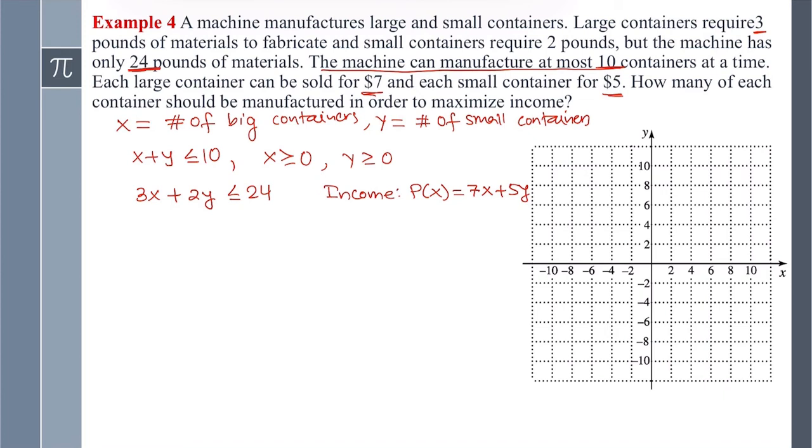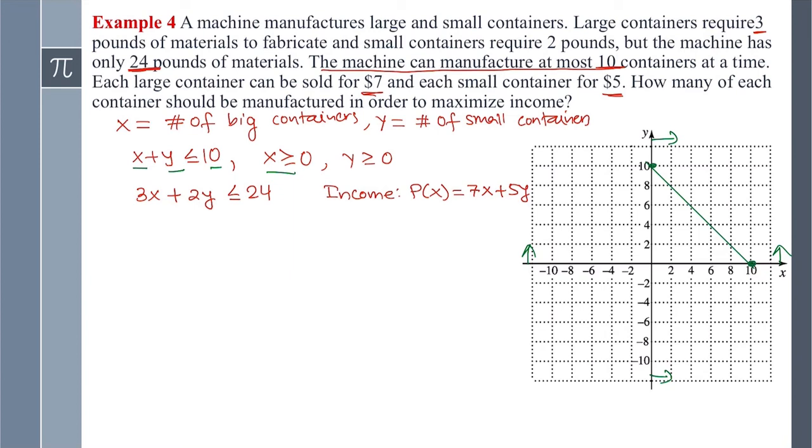For that, let's go ahead and graph these inequalities. Let's start with the first ones. We have x greater than 0, so it's to the right of the y-axis. y greater than 0, so it's above the x-axis. Now the first one is x plus y less than or equal to 10. That means the x-intercept is 10, and the y-intercept is also 10. So we'll plot that here, and then we'll draw a straight line going through those 2 points.